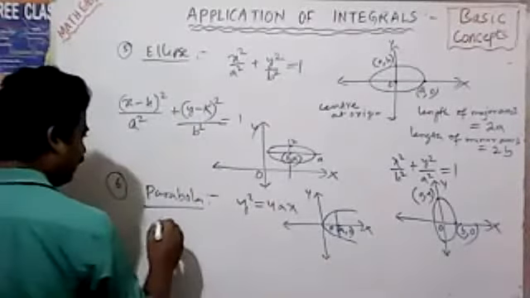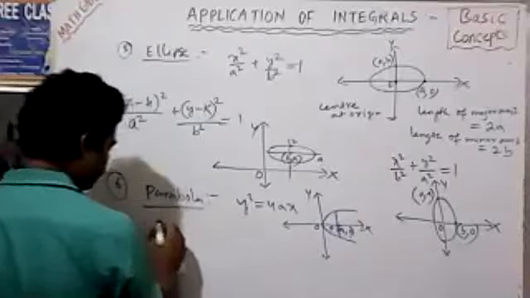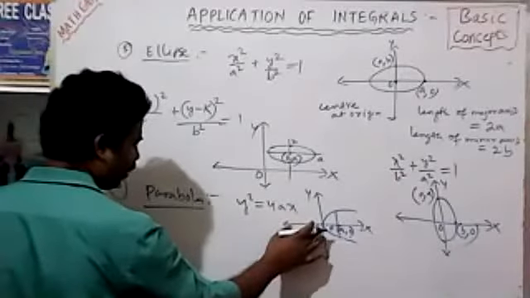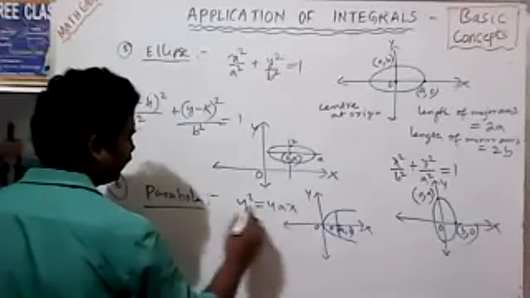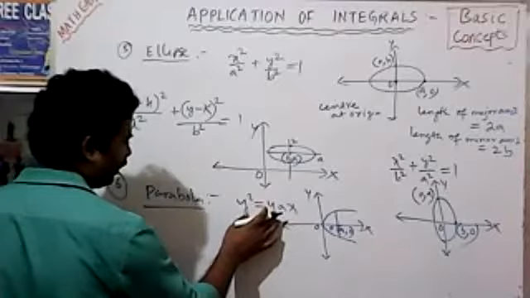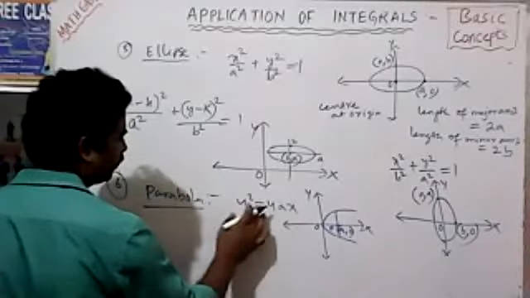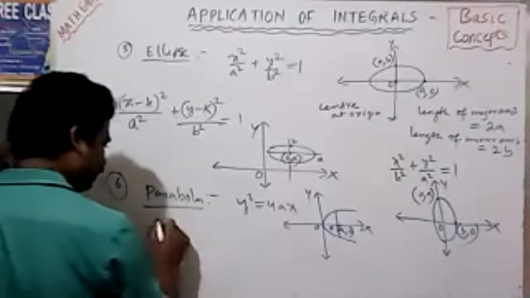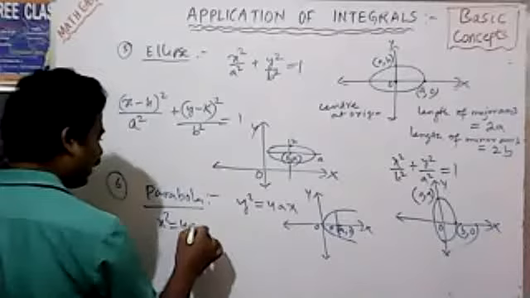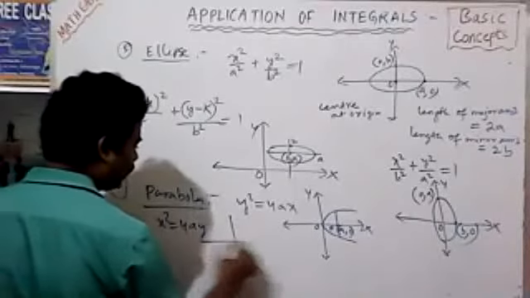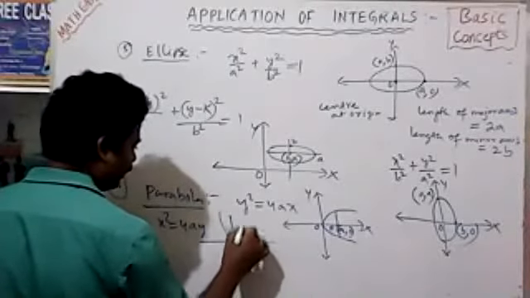Simple concept. Similarly, here the vertex is at the origin, that's why you have to say y square is equal to 4ax. Similarly, x square is equal to 4ay. The figure looks like this way.